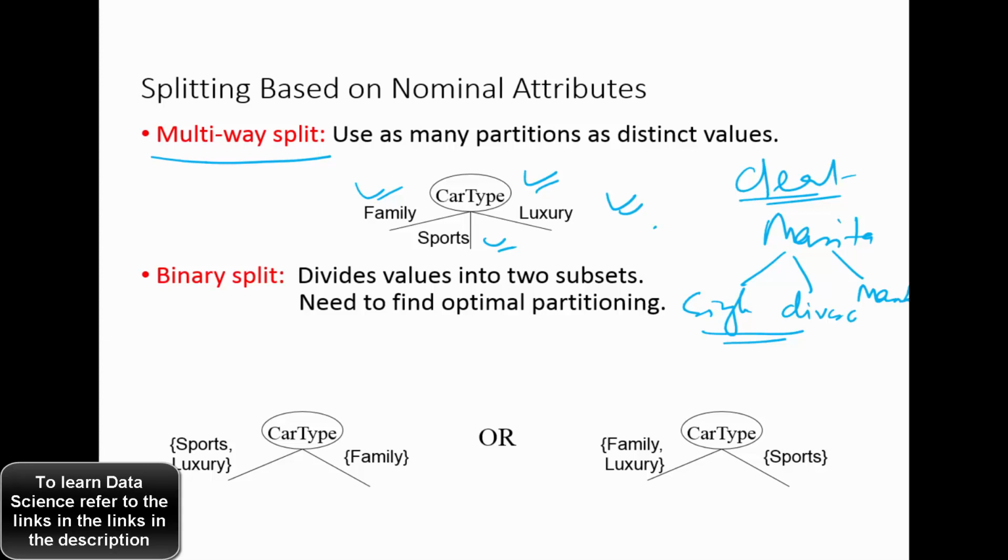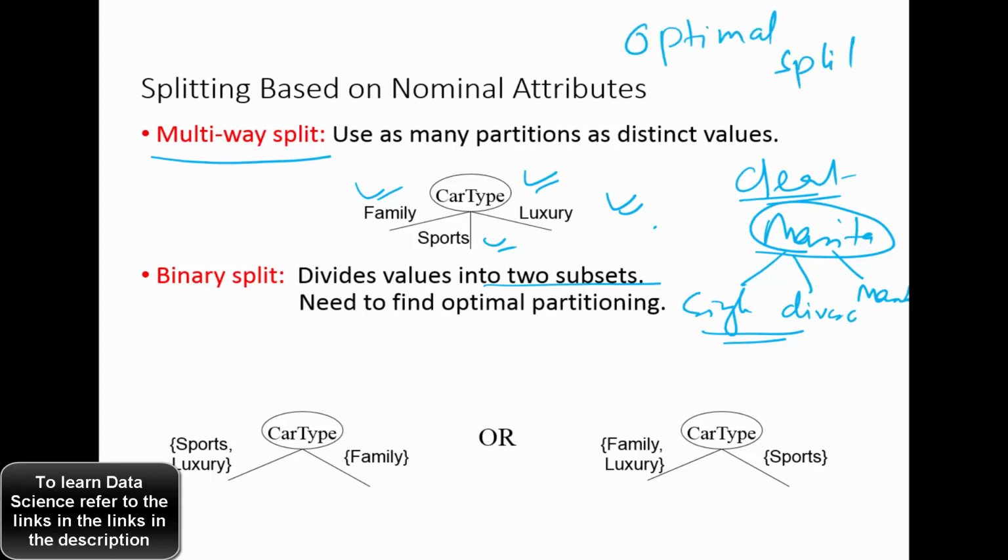A binary split would divide values into two subsets, but we can have multiple as well. For instance, in the example that we showed a few slides prior, we showed that single and divorced have been combined, and we found that that's the optimal way of splitting the data into just two types: single or divorced, and married. That means there are not three splits; there are only two splits in this case. It depends how many splits you want to have, and we'll call that the optimal split.